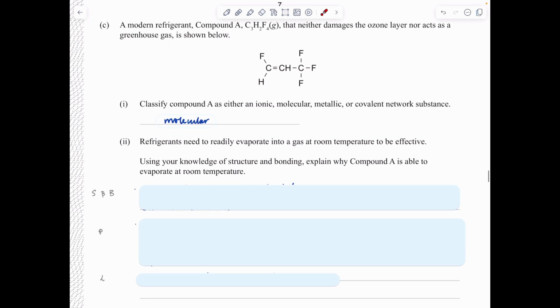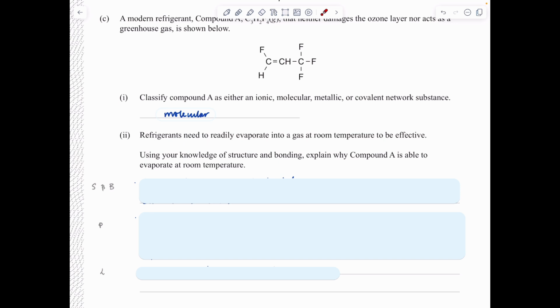Refrigerants need to readily evaporate into a gas at room temperature to be effective. Use your knowledge of structure and bonding. Explain why compound A is able to evaporate at room temperature. Okay, so for such a question, this is what we have to do: we have to refer to the structure and the bonding.